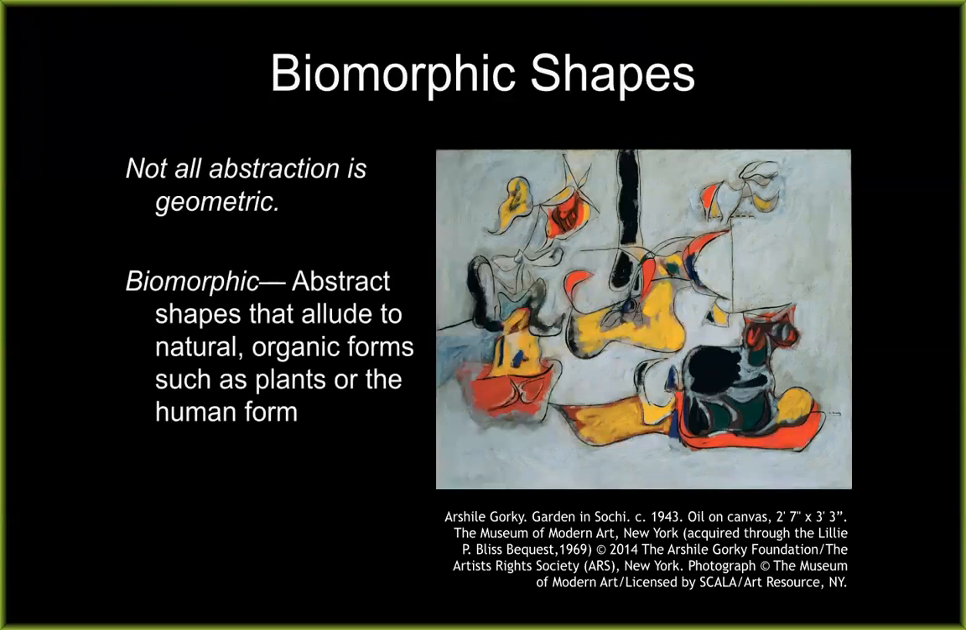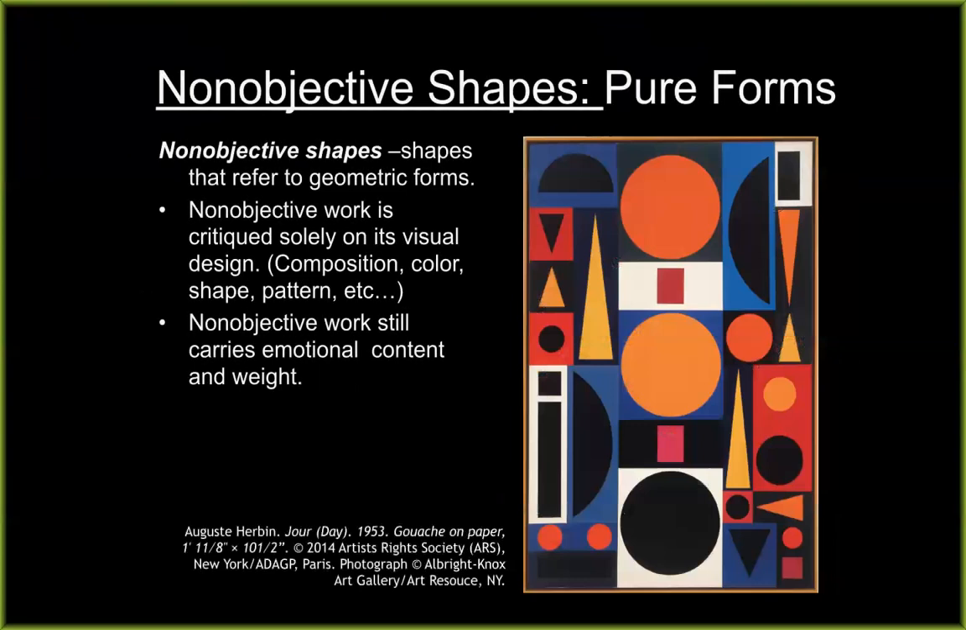You don't have to rely on geometric shapes to have abstraction. Here we see one that is more biomorphic, so they're abstract shapes, but they kind of allude to organic forms. Like you might be able to see the shape of a foot or a flower or a leaf or something in these abstract shapes. Pure forms, pure circles, rectangles, triangles, are called non-objective shapes.